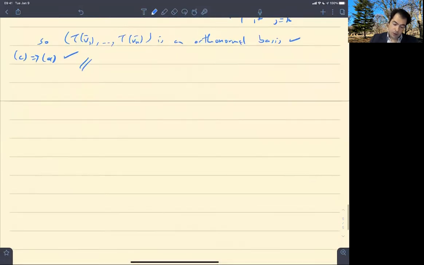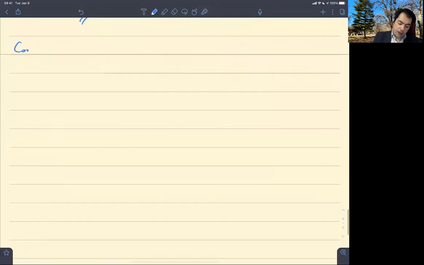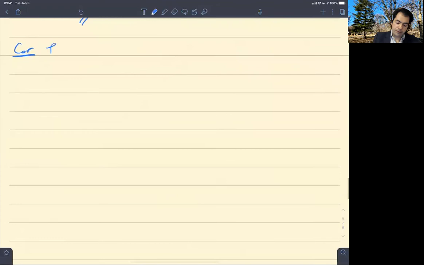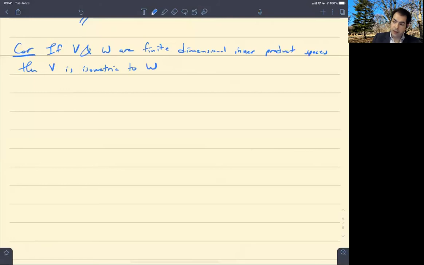Okay, wonderful. So an immediate corollary: if V and W are finite dimensional inner product spaces, then V is isometric to W if and only if the dimension of V is equal to the dimension of W.